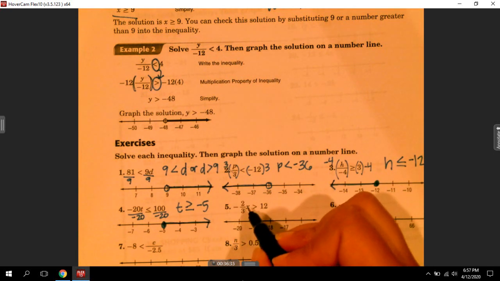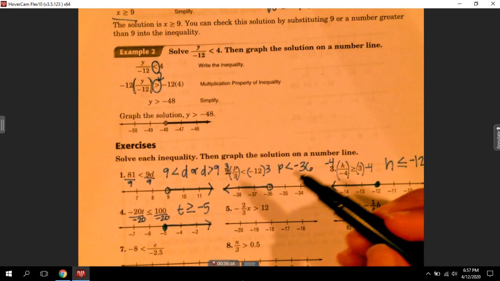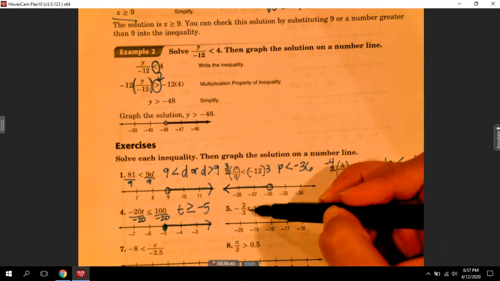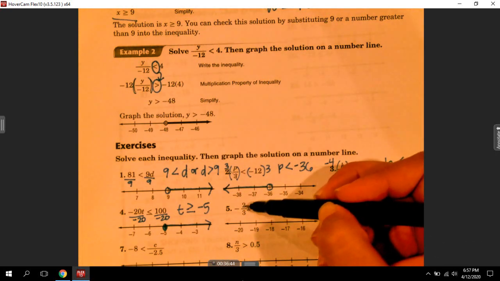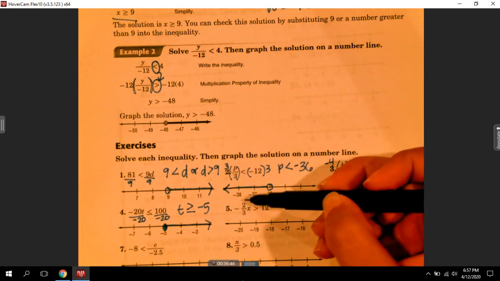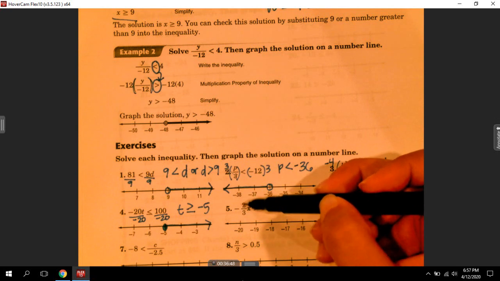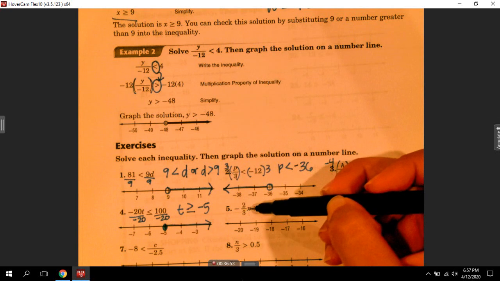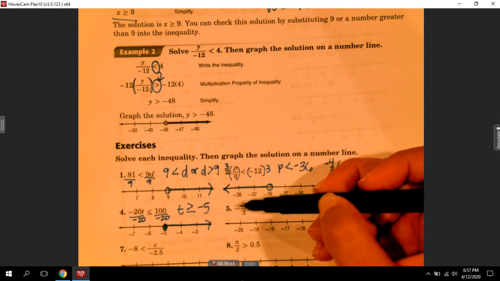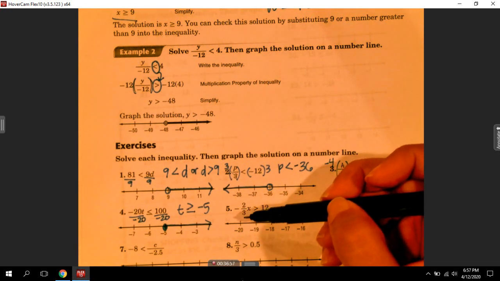Number 5, I've got another fraction here. Remember, this is a number times a number, okay? Just because you have a fraction here, that doesn't mean that you're dividing. It doesn't mean that you're multiplying or anything, okay? This is a number times a number. So negative 2/3 times x. So I'm multiplying here. So how would I solve for it?